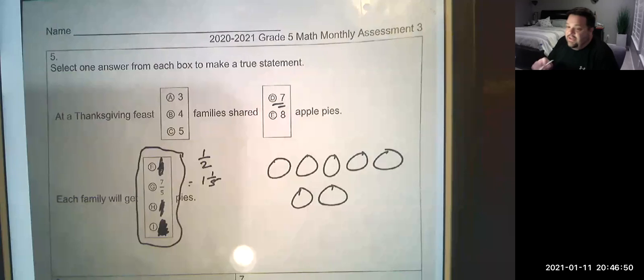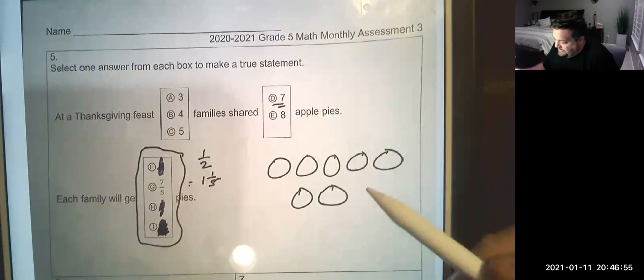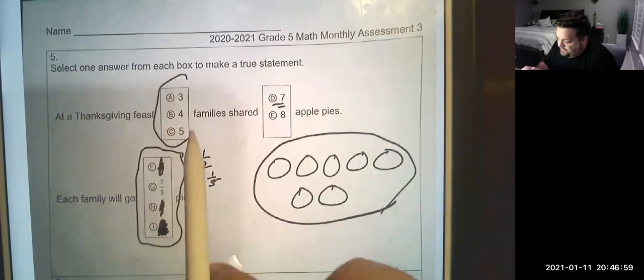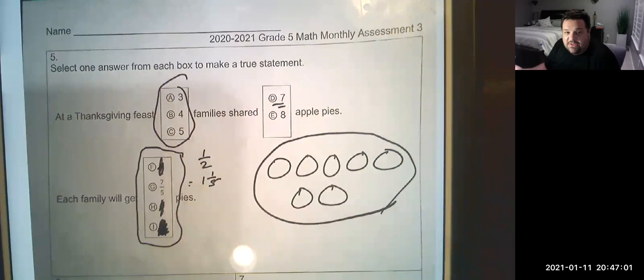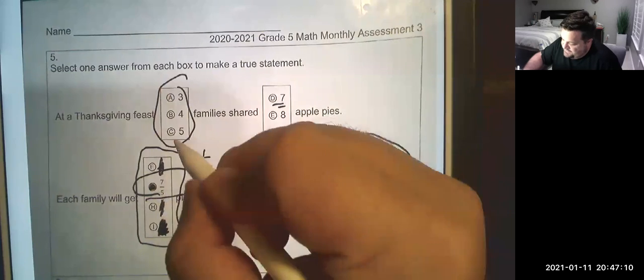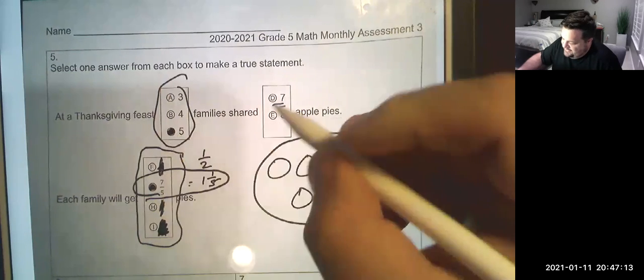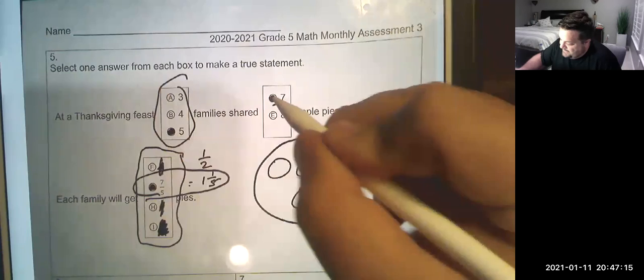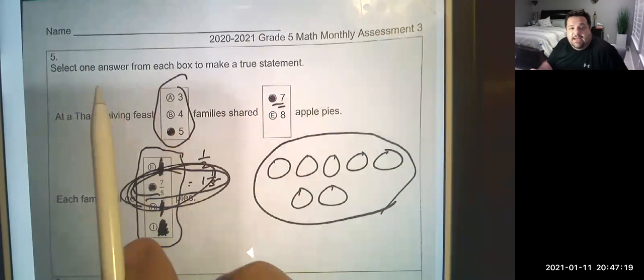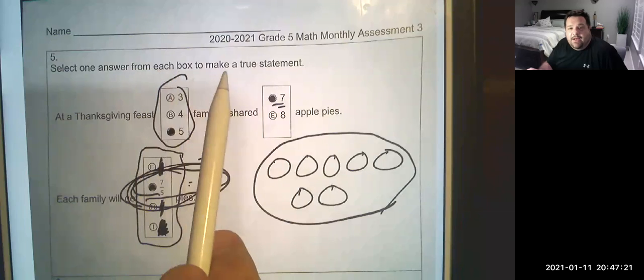So this one's very confusing, but I do it the most simple way I can think of, because whether this is 7 or 8 over here, and whether this is 1, 2, 3, 4, 5, or 6, each family is always going to get more than one pie, right? So there's only one answer that it could be. Now, the next important thing is, once you know G is your answer and 7/5, you need to make sure you bubble in 5 and 7, because we had some people get this right and they just picked G as the answer. But it says select one answer from each box.